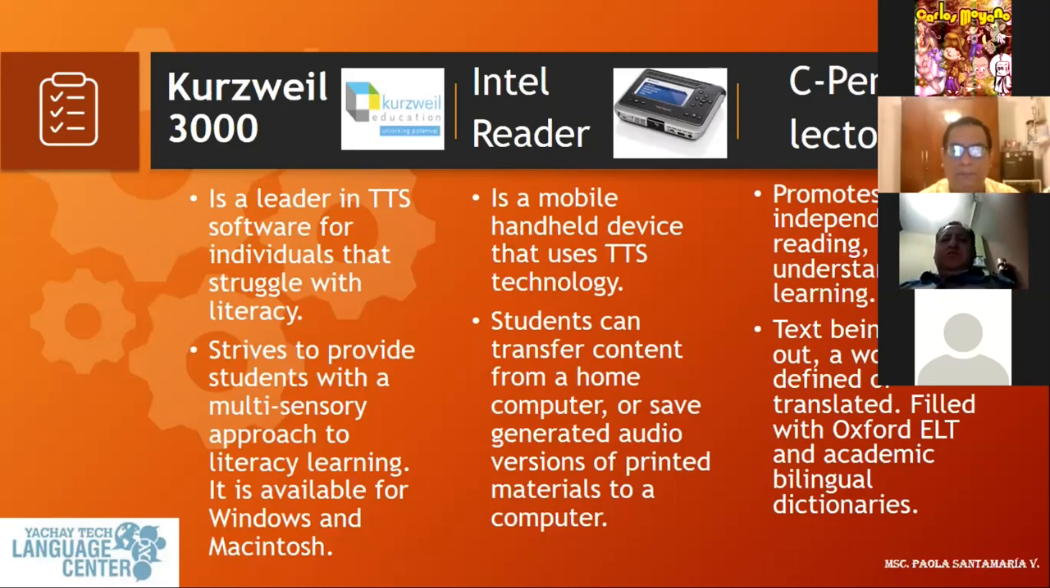Okay, and as I told you, when they want to pause because they don't understand a word, they may have a translation, and this pen is filled with the Oxford ELT dictionary, okay? And also, when highlighting the word or pausing on the word, they are going to be able to listen to the spelling of that word. So these three softwares and devices are the ones that are the most popular now, in order to use the feature if we need for them to read, okay?